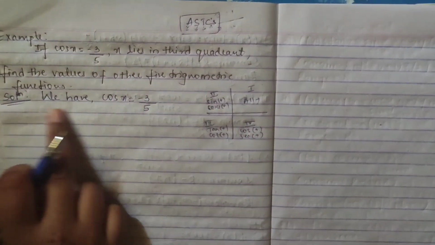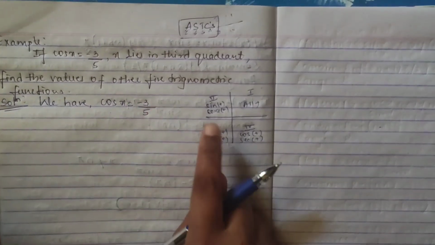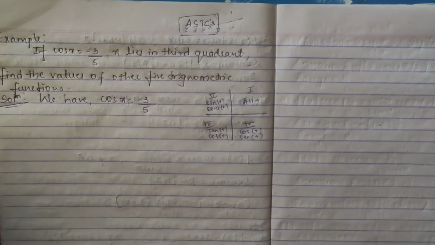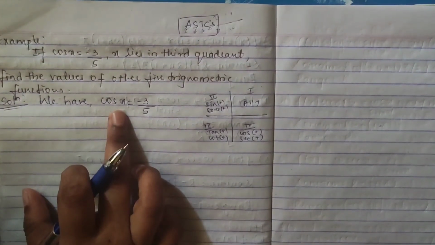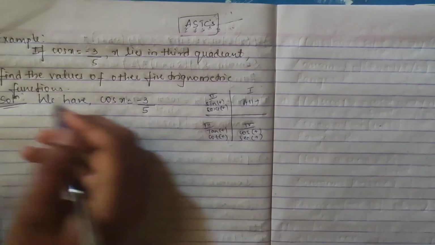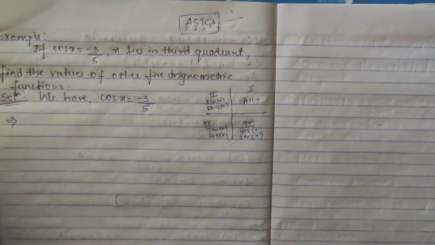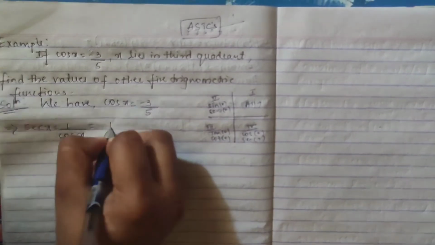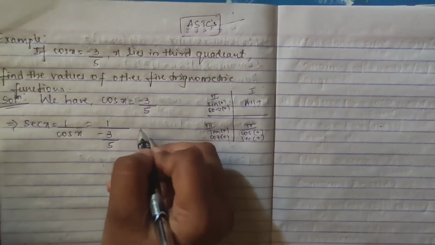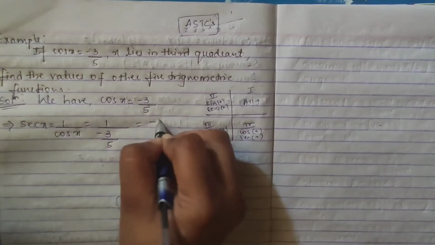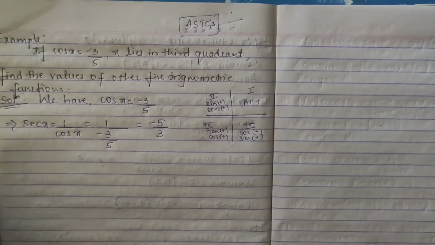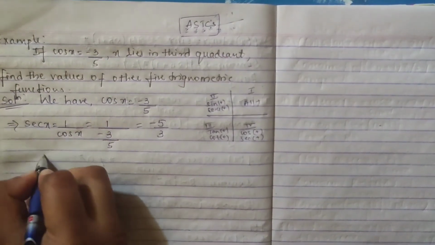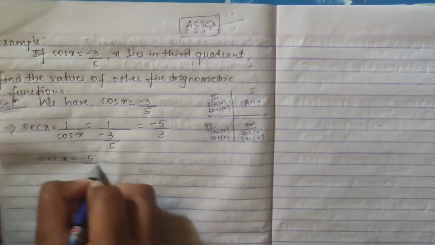So now we'll solve the problem. We have cos x is equal to minus 3 by 5. They are telling us it lies in the third quadrant, so cos x is negative. The reciprocal of cos x is sec x. We can write sec x is equal to 1 by cos x, which is 1 by minus 3 by 5. So sec x will be the reciprocal, minus 5 by 3. So from here you have got sec x.